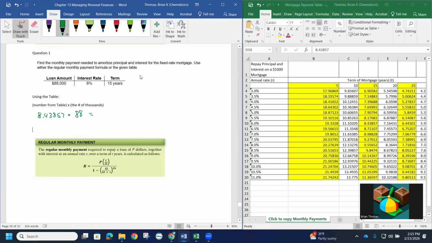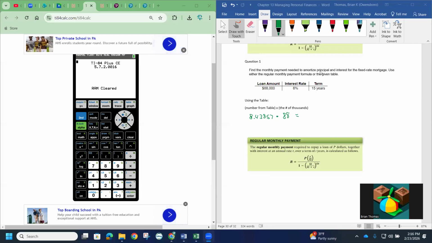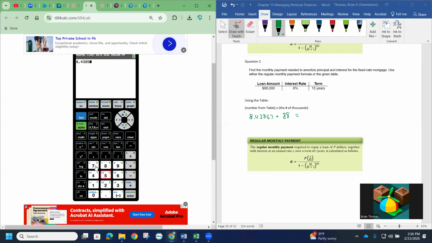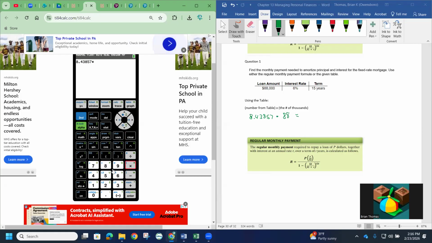So I'm going to pause for a second here and see if I can pull up a calculator. Using the calculator, let me clear this off here. Then if we type in 8.43857 and multiply by the number of thousands, that'll give us our monthly payment. We usually round that to the nearest cent. That's going to be 742.59. That's how much we pay per month for that.